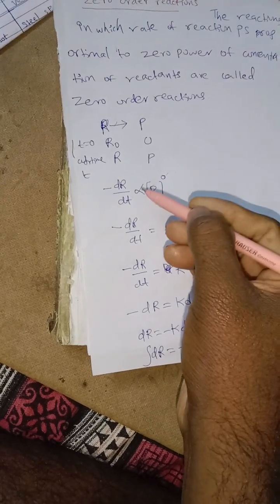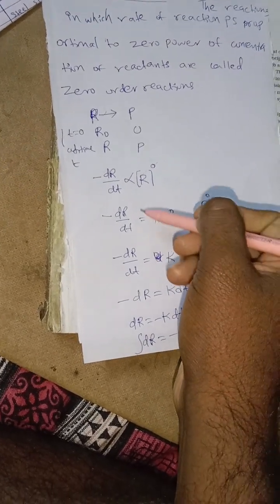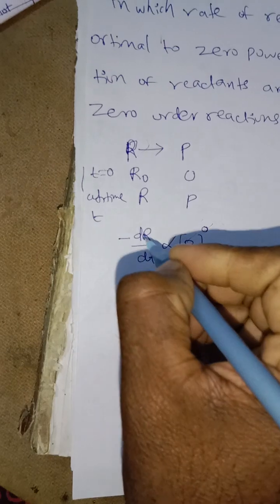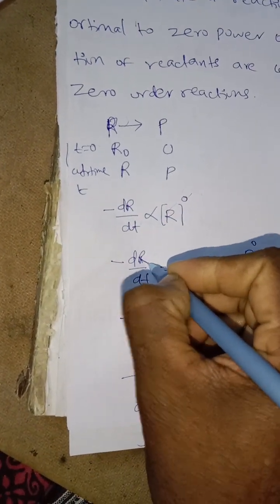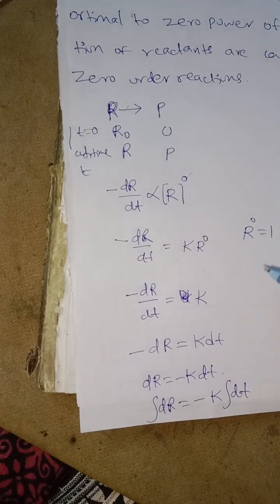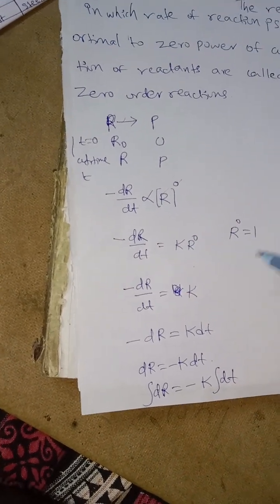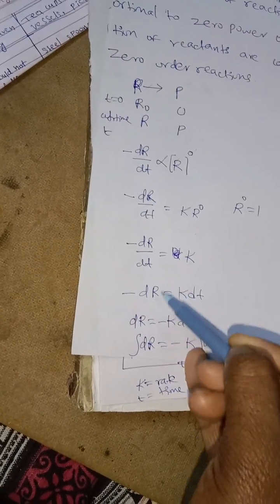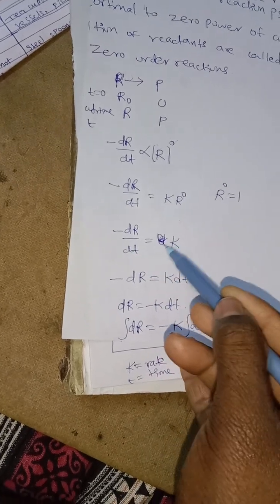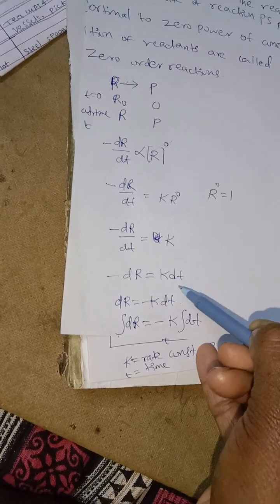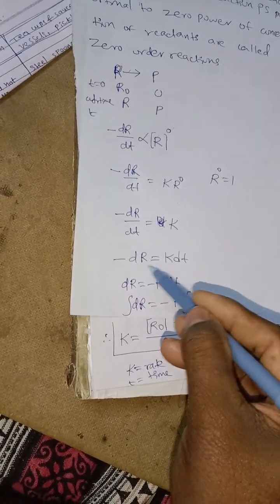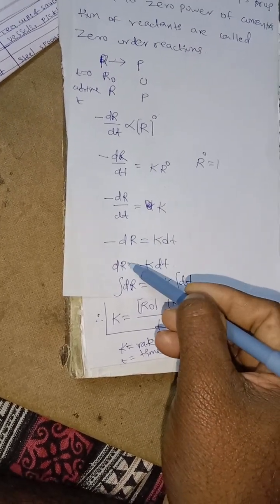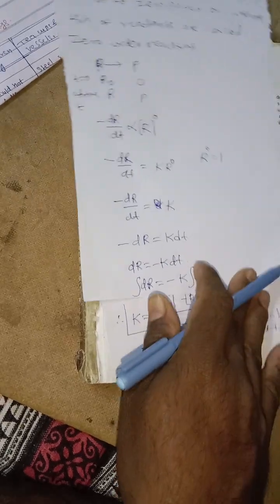Next step, remove the proportionality and put the constant k. Then minus dR by dt equals k into R power 0. Here R power 0 is nothing but 1. Therefore we can write minus dR by dt equals k. In this expression, cross multiply: minus dR equals k dt. Multiply with minus 1 on both sides, so we get dR equals minus k dt.